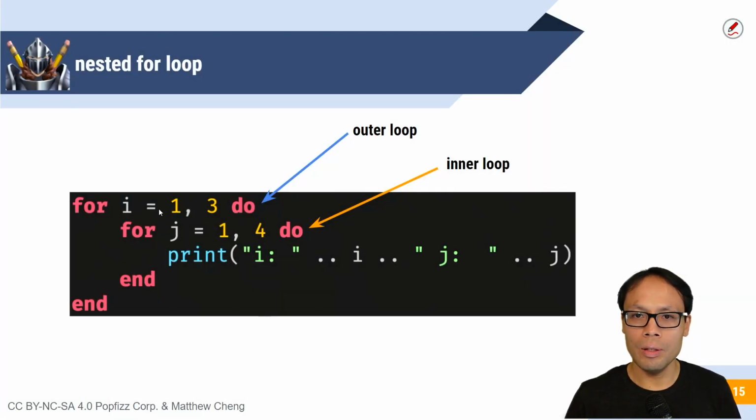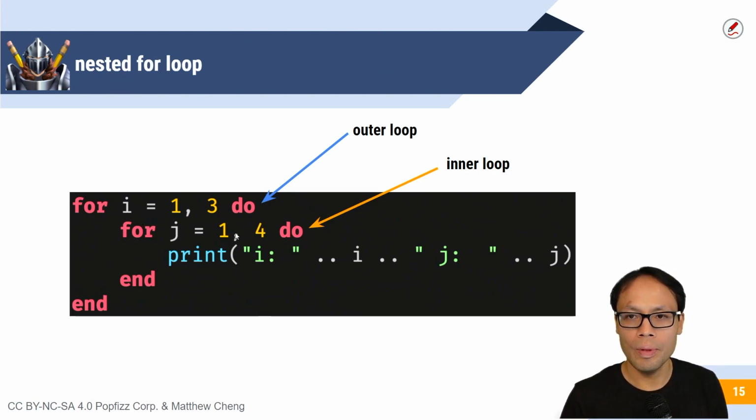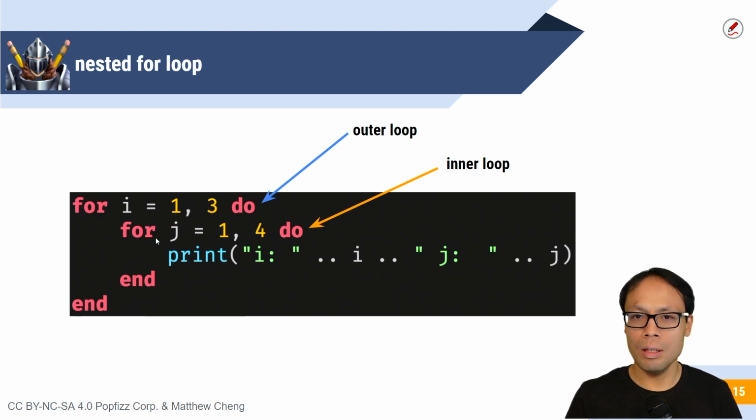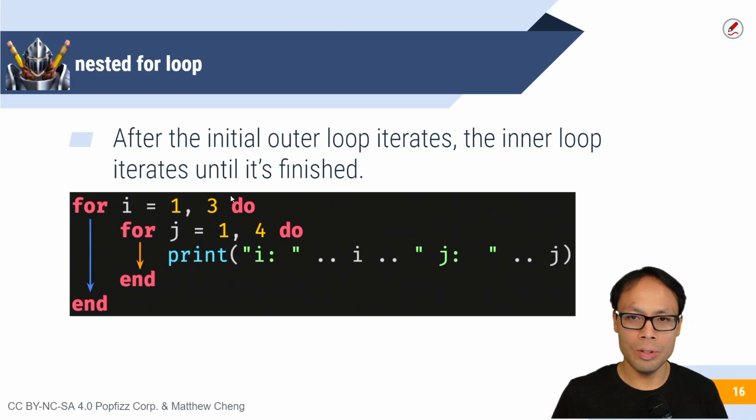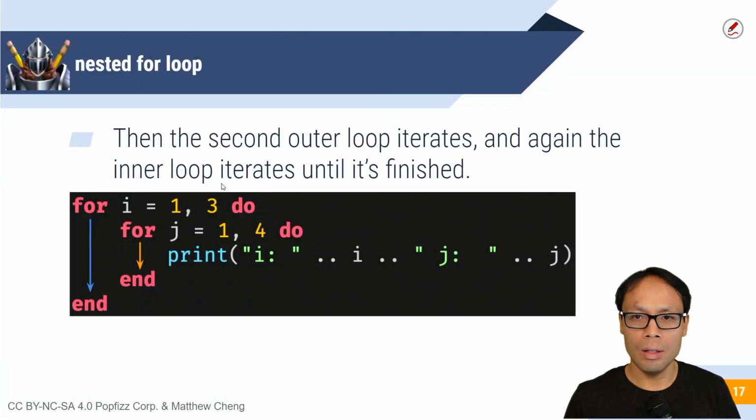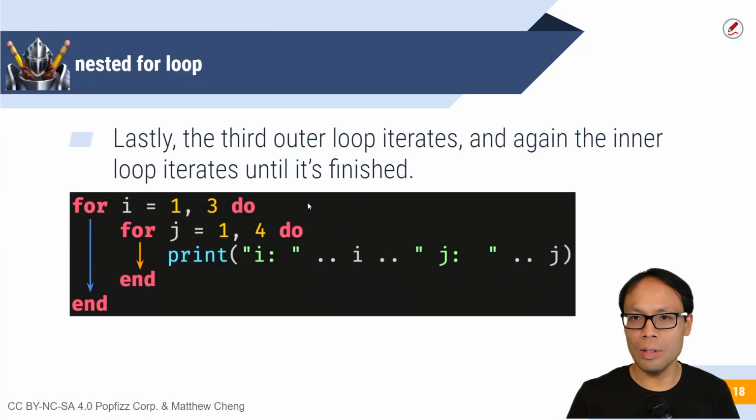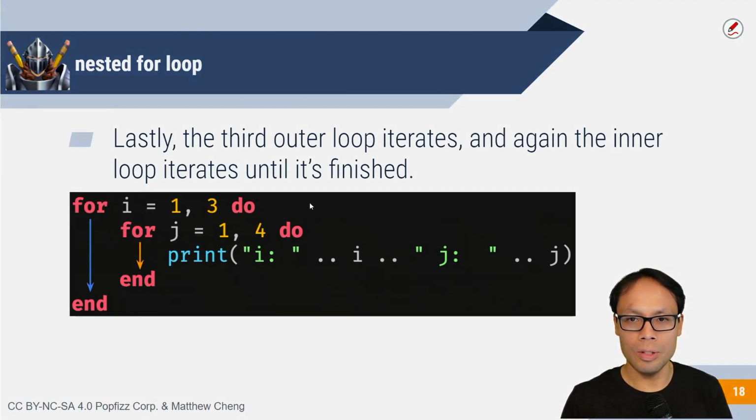Now the outer loop here is the loop with the i stepper variable, and the inner loop is the for loop with the j stepper variable. After the initial outer loop iterates, the inner loop will iterate until it's finished. Then the second loop will iterate, and again, the inner loop will iterate until it's finished. And lastly, the third outer loop will iterate, and again, the inner loop will iterate until it's finished.